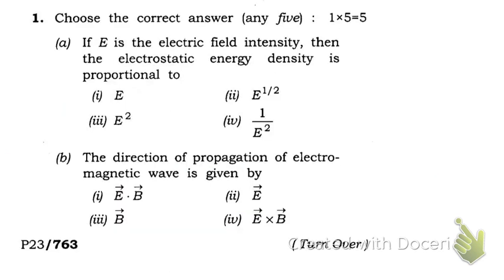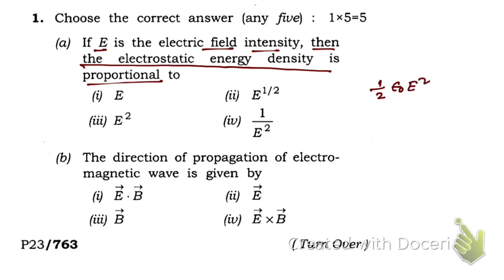Now you see, the first question is: if E is the electric field intensity, then the electrostatic energy density is proportional to. Electrostatic energy density is given by 1 by 2 epsilon naught E square. So it must be proportional to E square. So this is the correct answer, right?